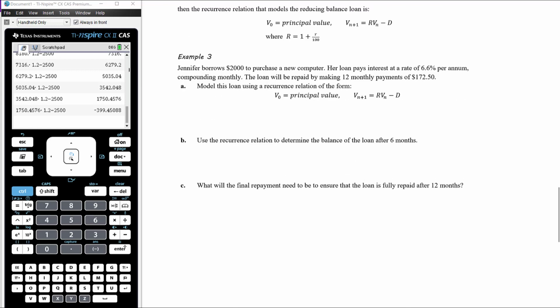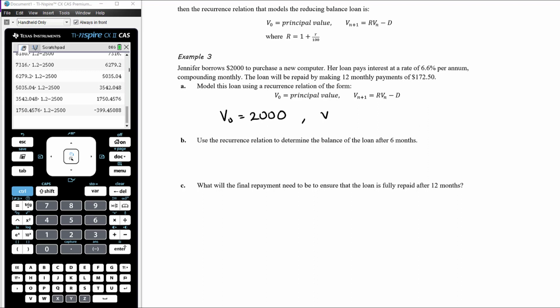Alright, so Jennifer borrows $2,000 to purchase a new computer. Her loan pays interest at a rate of 6.6% per annum, compounding monthly. The loan will be repaid, making 12 monthly repayments of $172.50. Model this loan using a recurrence relation of the form, etc. So V0 is going to be the $2,000, the initial value of the loan.